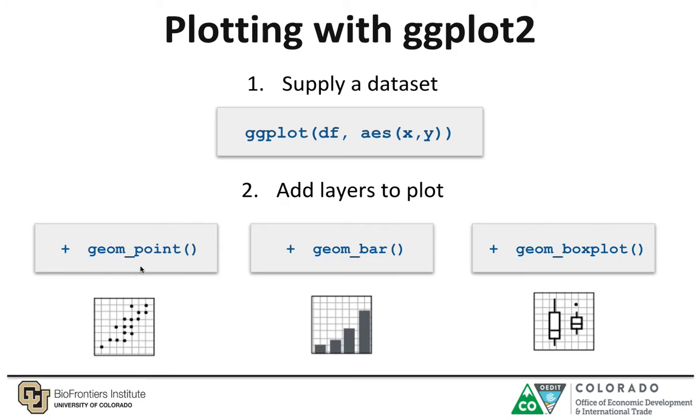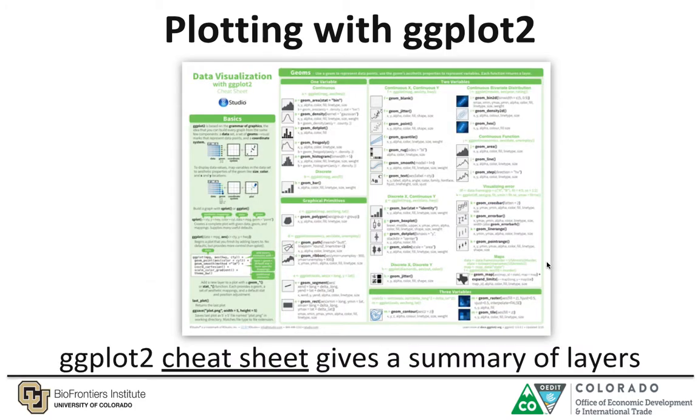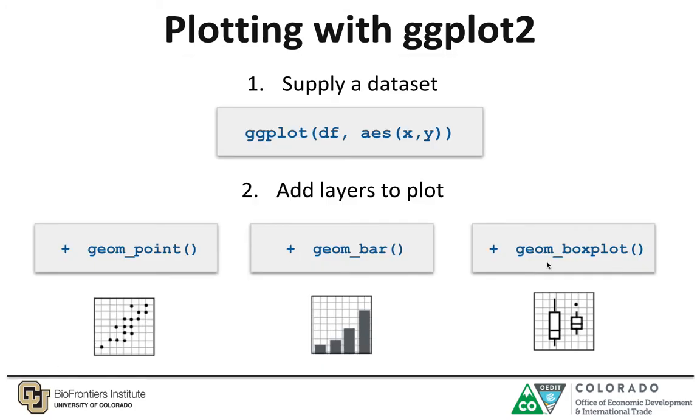So if you want to represent your data in a scatterplot, you'd use the geom_point layer, and to add this, you'd say plus geom_point. If you're interested in looking at your data as a bar graph, then you'd use plus geom_bar, or alternatively, if you're interested in looking at a box plot, then you'd use geom_boxplot.